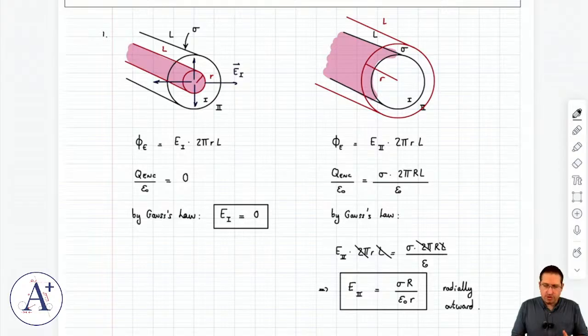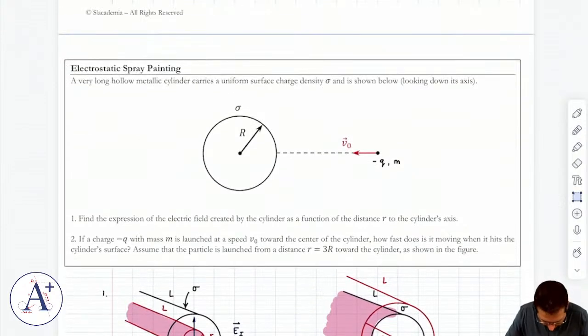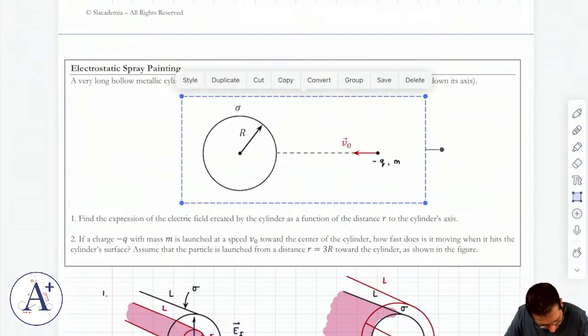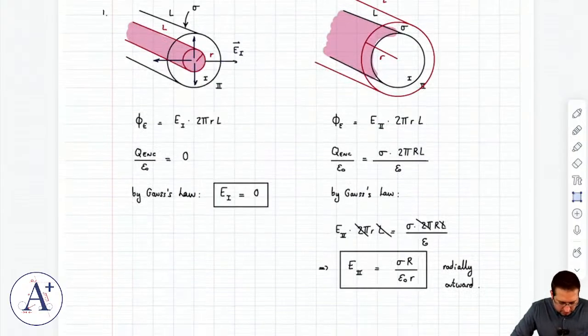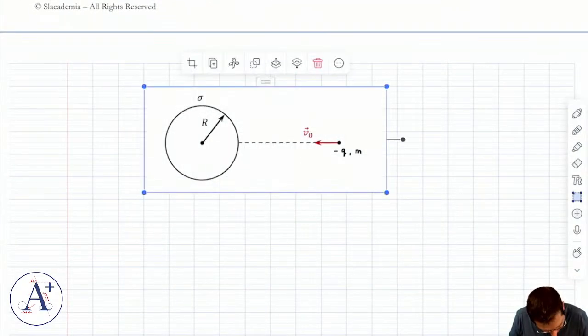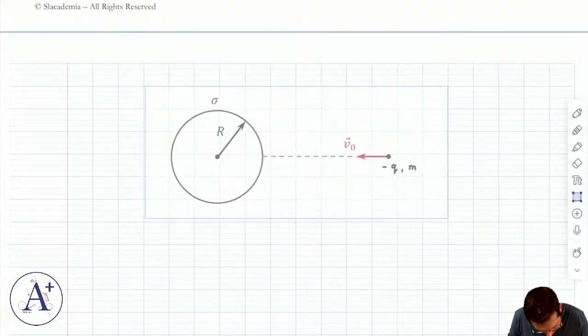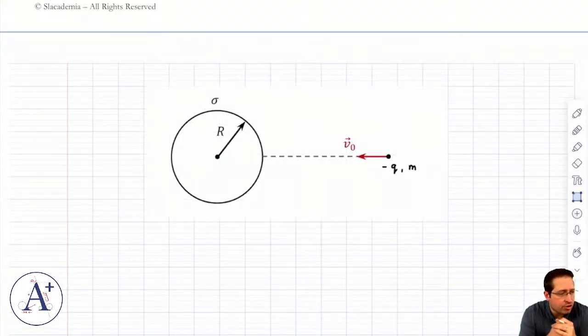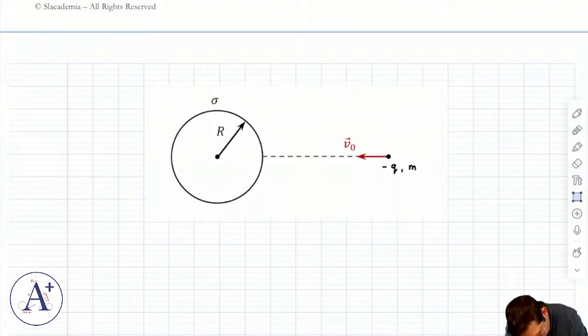So I know E1 and E2, and this is going to tie into me finding delta V, and we'll see why we care about finding delta V. So let me make a copy of this figure here, and then let's come down here and answer the next question. So here is our cylinder, and we're now told that a charge minus q with mass m is launched at speed v0 toward the center of the cylinder. How fast is it moving when it hits the cylinder's surface? Okay, and let's assume that it's launched from a distance little r here.